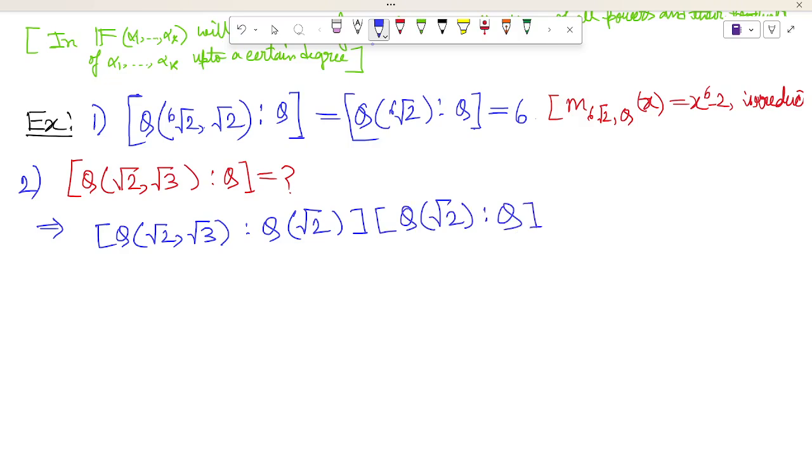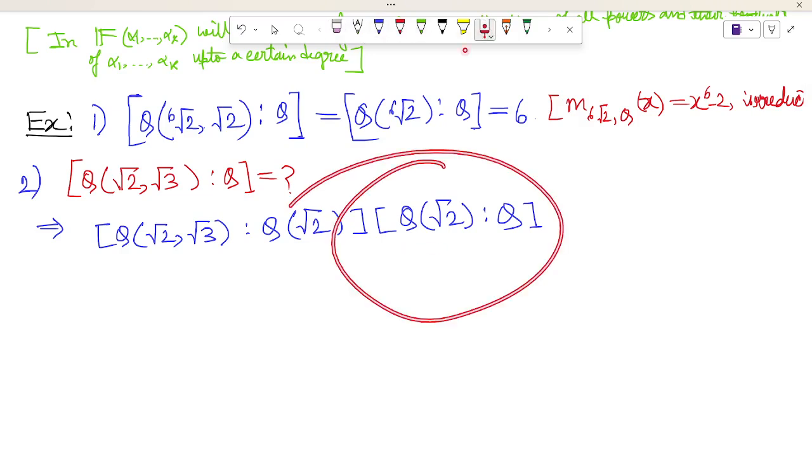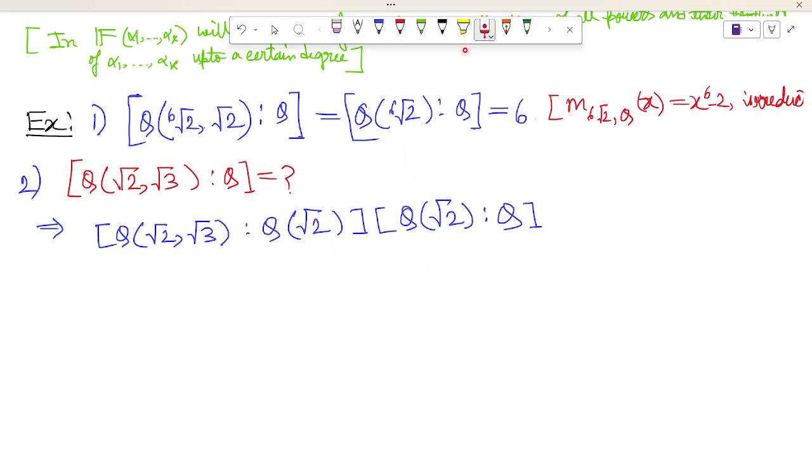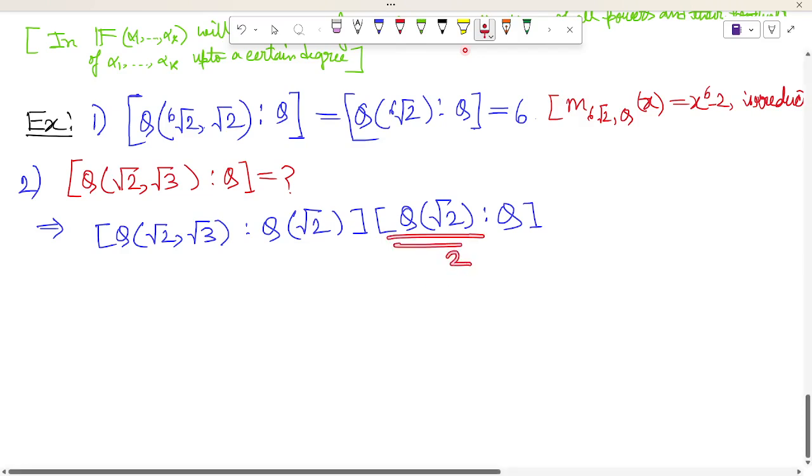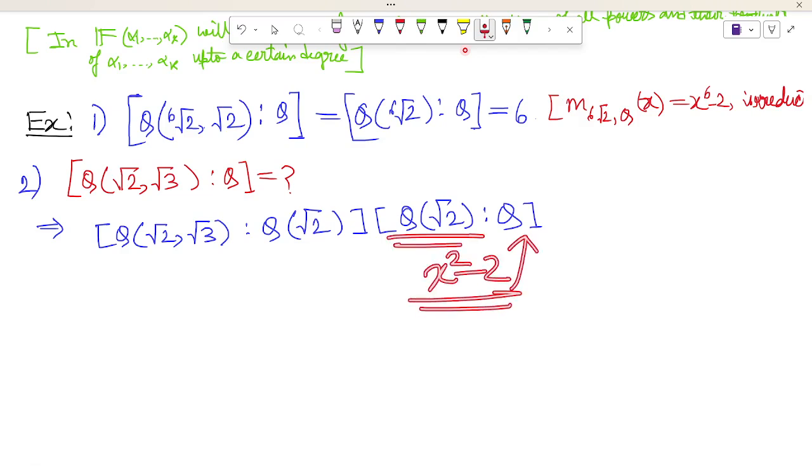Is the proper tower here? So this thing I know is 2. I know that the extension of this is 2, because the minimal polynomial is x square minus 2, which has no root in Q, or Eisenstein, you can say. This is 2. What is this?